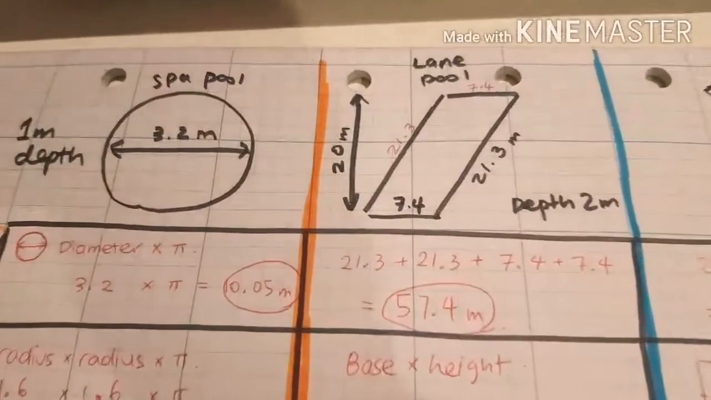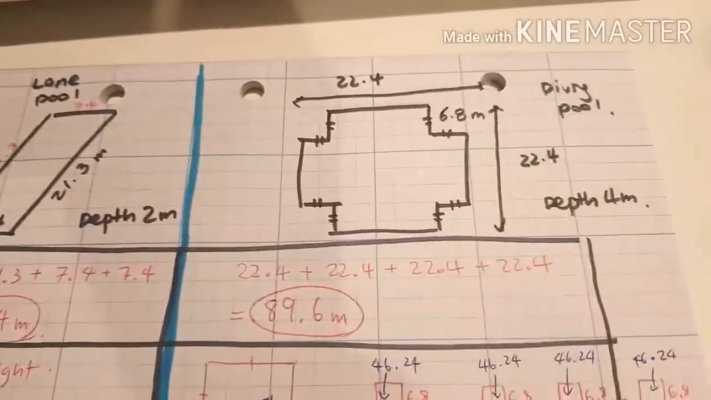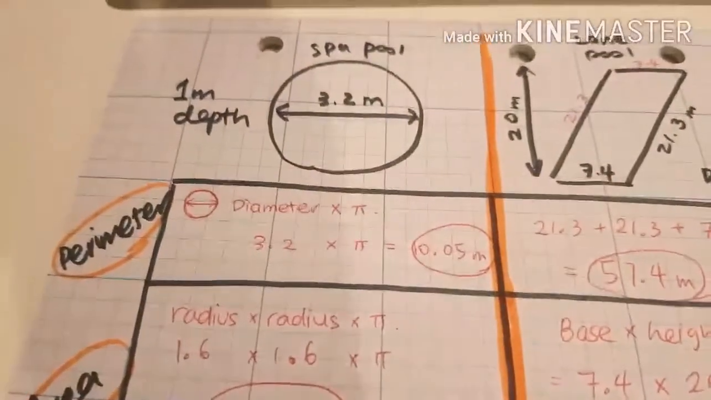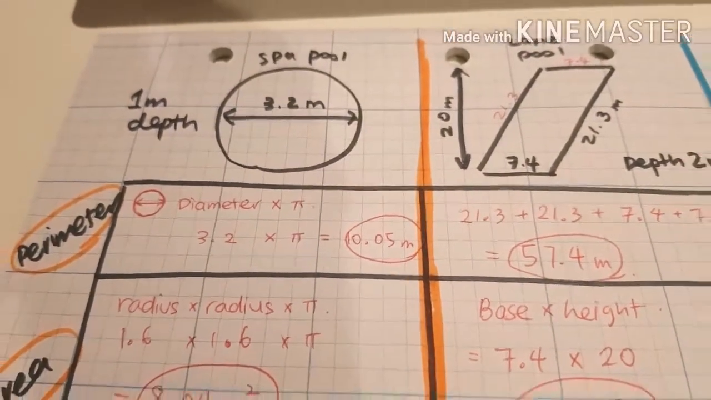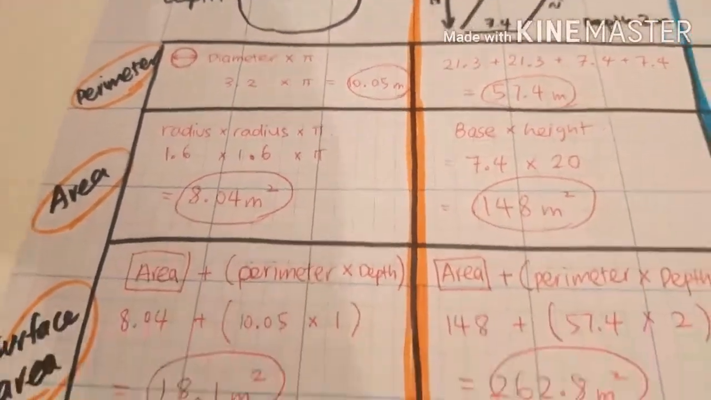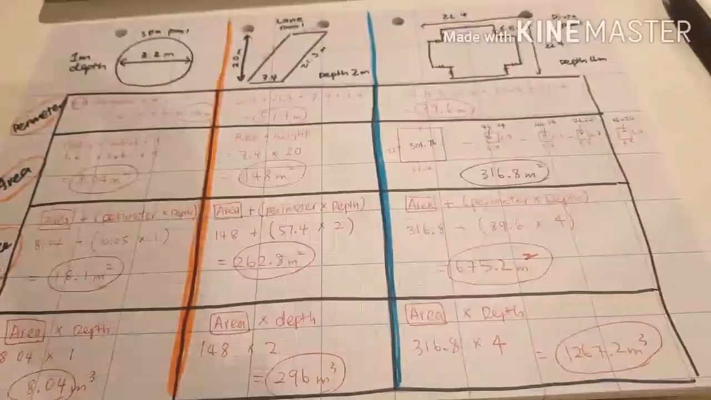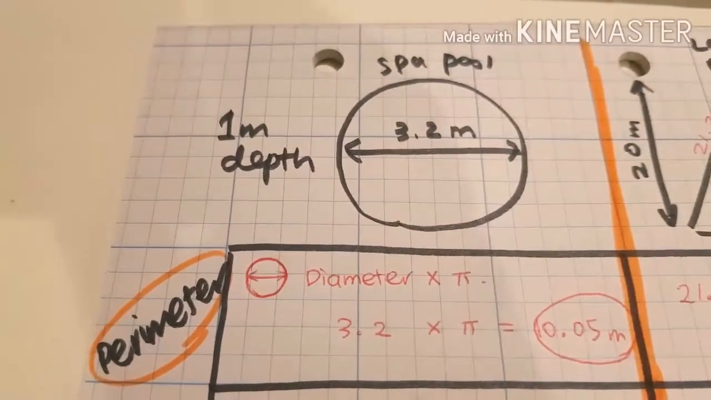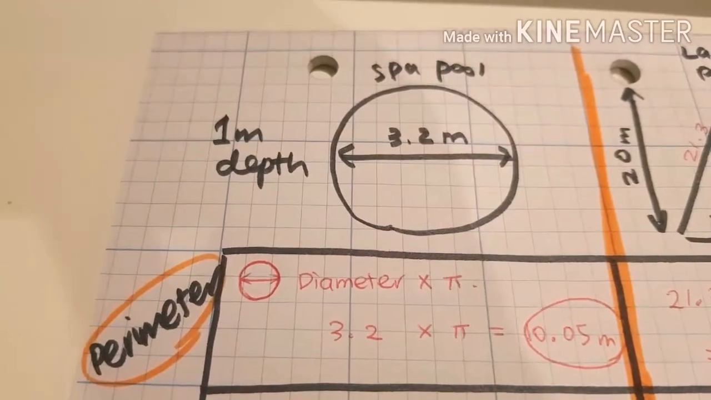Okay, today I'm going to go over the practice task, part A of it. For each one of them I needed to calculate perimeter, area, surface area, and the volume. So I'm going to share my working for it. Number one, spa pool. It's a circular spa pool with a 1 meter depth.